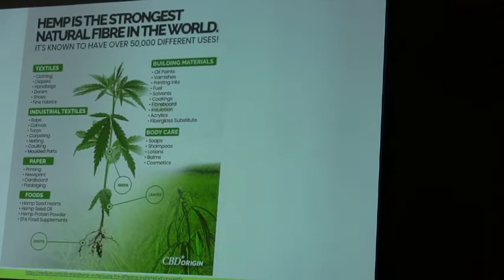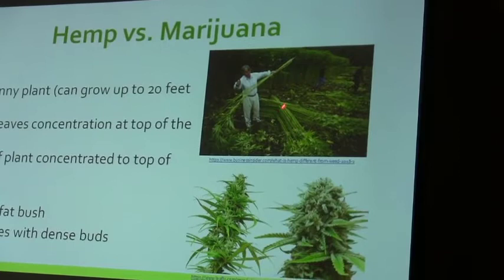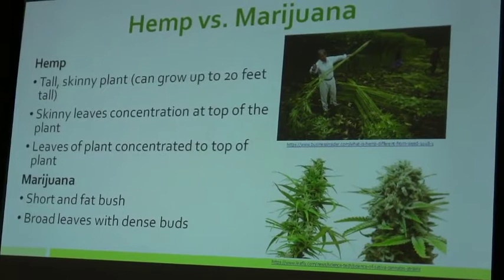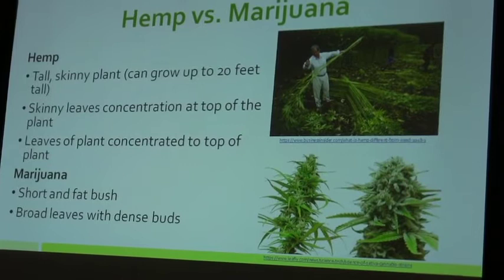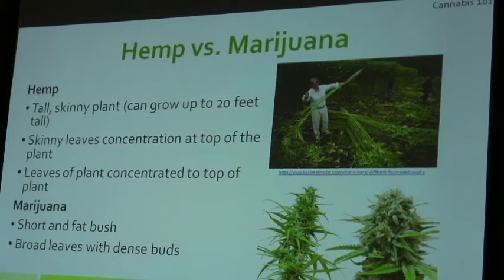So here you can see some pictures of the plant, hemp being a tall, skinny plant, up to 20 feet tall. So we have a lot of stem tissue found on hemp. Most of the leaves are concentrated at the top, and the stem is where we find a big chunk of the fibers for use. Where marijuana is typically shorter, bushier, more leaves, and much bigger buds, which are the flowers found at the top. And here you can kind of see a comparison of the buds.